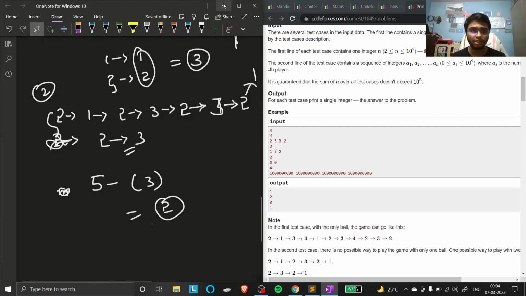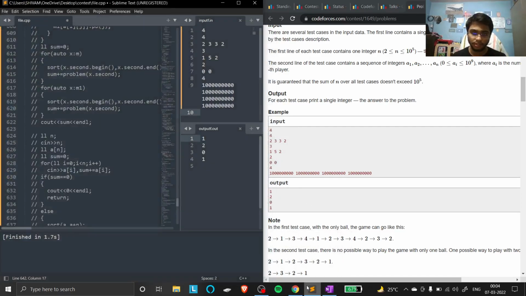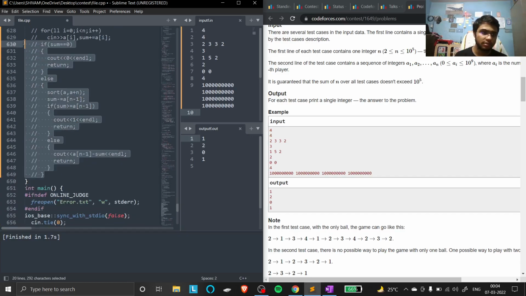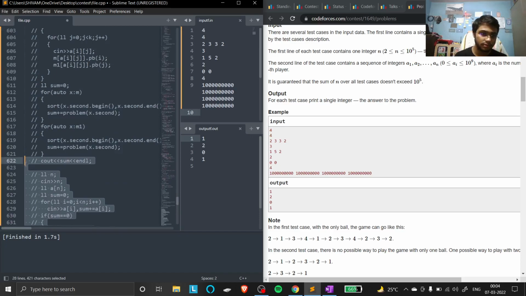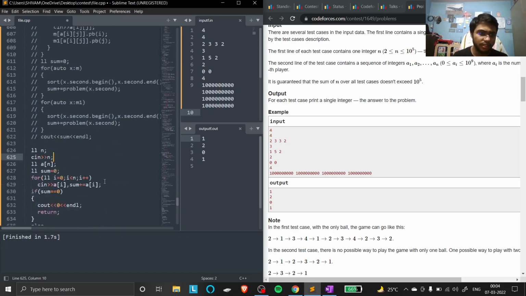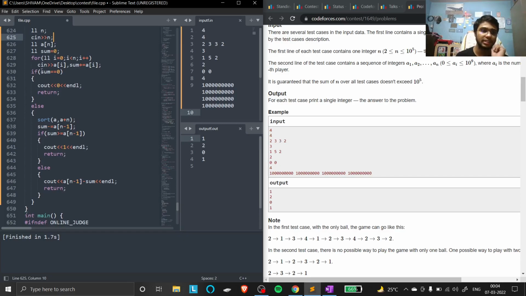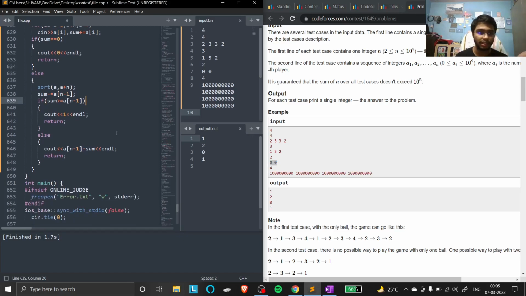And if we see the code for this, it's simple. Let me remove this comment. Okay, so what the code is saying: we declare n and an array, and we calculate the sum of all things. We see that if all are zero, then no pass is there, so in that case we print zero and return. Else, I sort the array.